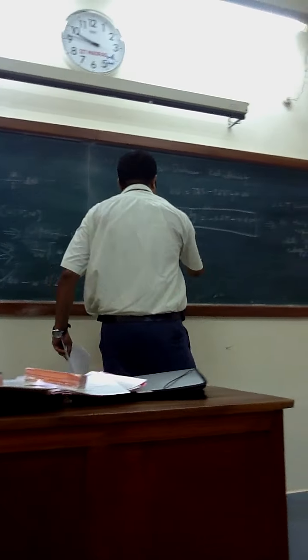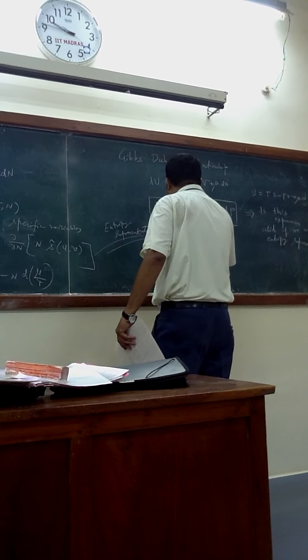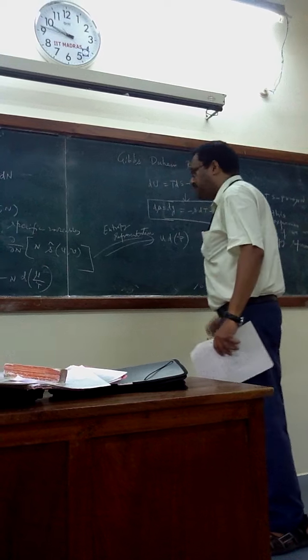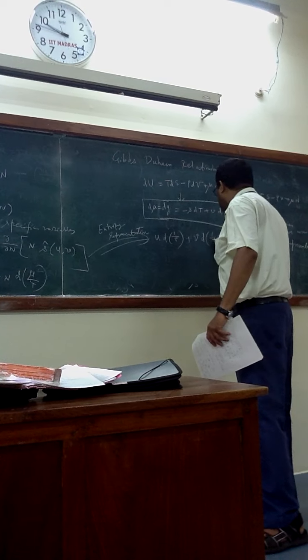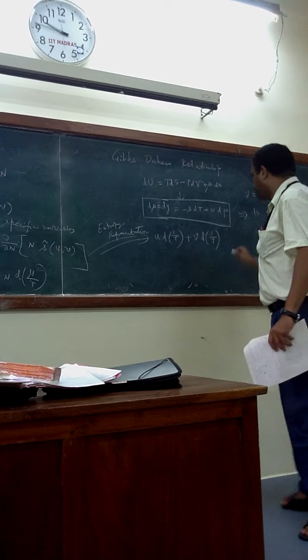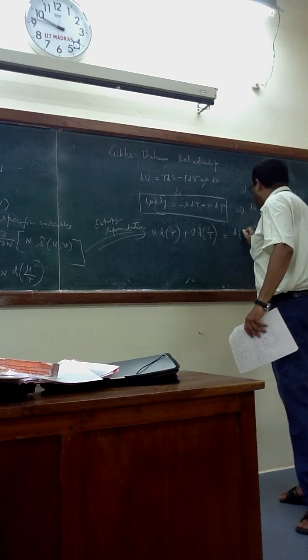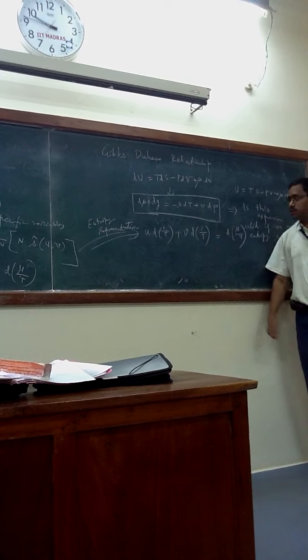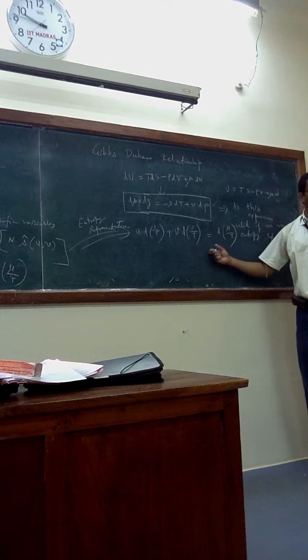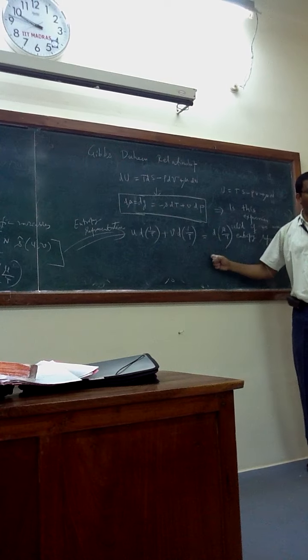Small u, yes, madam. D of 1 by t plus, d of, yes. So it is d of, am I correct? So you are not getting the same formula. You are getting a different formula.